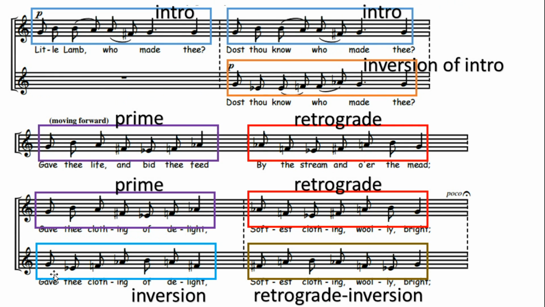Here are the opening 6 measures of the piece. We have an intro segment, then a repeated intro segment played at the same time within an inversion of the intro segment. Then, in one single voice, we're given the prime form of the main pitch segment of the piece.